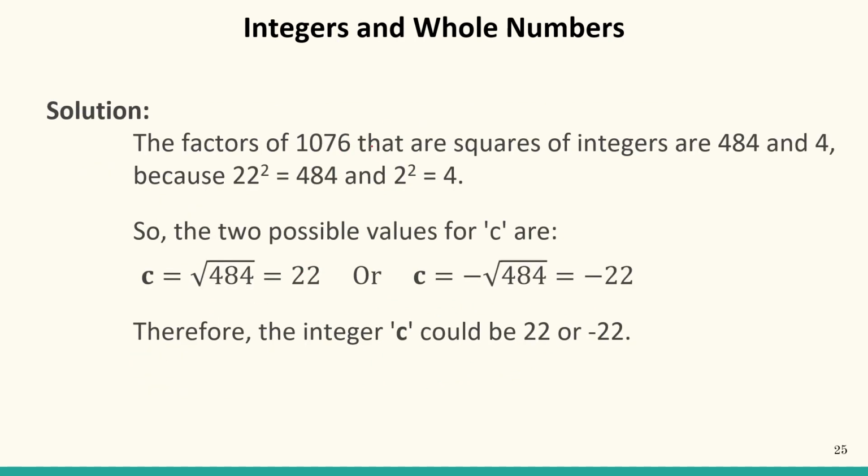The factors of 1076 include the squares 484 and 4, because 22 square is equal to 484 and 2 square is equal to 4. So x will be what? The square root of 484 is 22, or x will be equal to minus 22. Therefore the integer x could be 22 or minus 22.